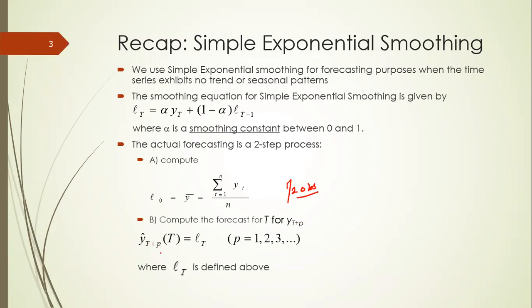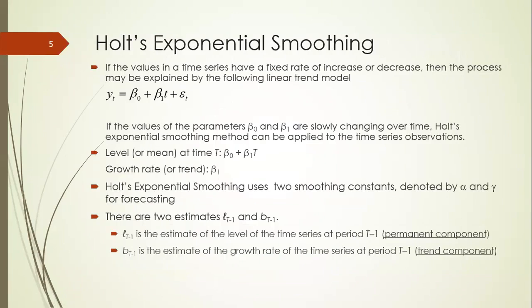It's basically the level lt, with p equal to 1, 2, 3, and so on, where lt is defined here. So if you go one period ahead, yt plus 1, it's again pretty much lt, because as the forecast period changes, there is no trend, so there is no time-dependent movement of the trend. We will see this change when we move to the next level, double exponential smoothing, Holt's exponential smoothing.